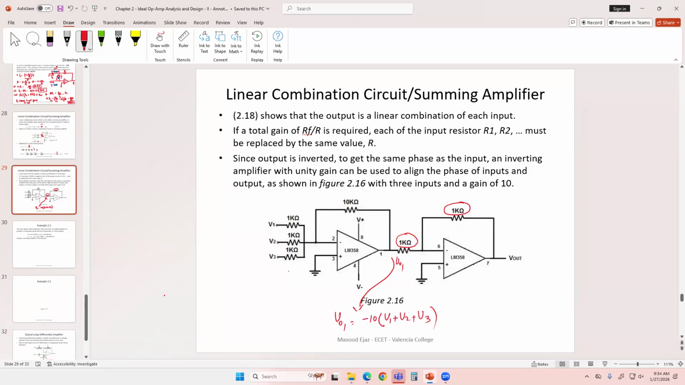because gain of each branch is simply 10K over 1K. And then that passes through the second stage of inverting amplifier, which has the gain of 1, and this is going to invert it back, and it's going to be simply 10 times V1 plus V2 plus V3. So the gain of this whole combination is simply 10. Each input is multiplied by 10, added together to produce the output. Make sense?